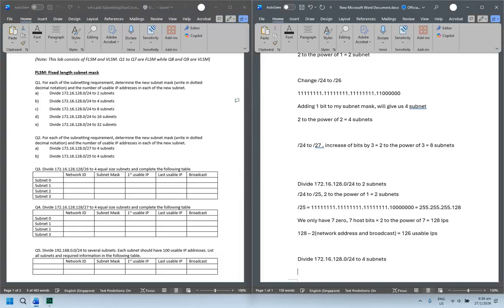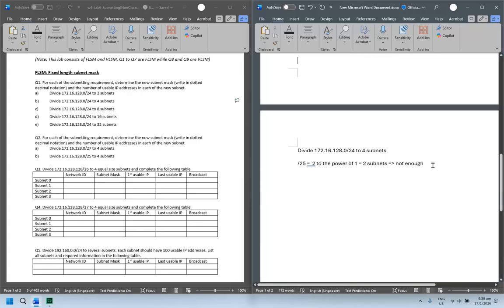Same logic here. If we increase to /25, I'm only going to get 2 to the power of 1, which gives me 2 subnets, which is not enough to support my requirement. So let's increase to /26, which is 2 to the power of 2 because I increased by 2 bits, which will give me 4 subnets. That is enough for my requirement.